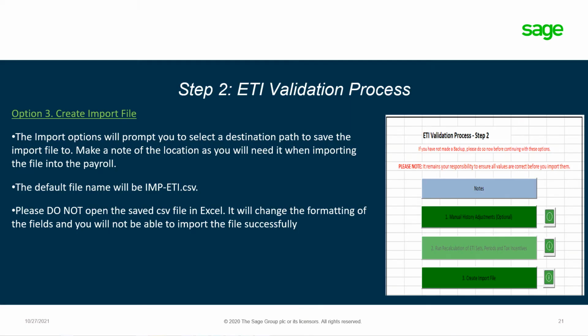As explained earlier, the import options will prompt you to select the destination path to save the import file. Make sure that the file did save in this location. The default file name will be impeti.csv. Please do not open the saved file in Excel. It will change the formatting of the fields and you will not be able to import the file successfully.